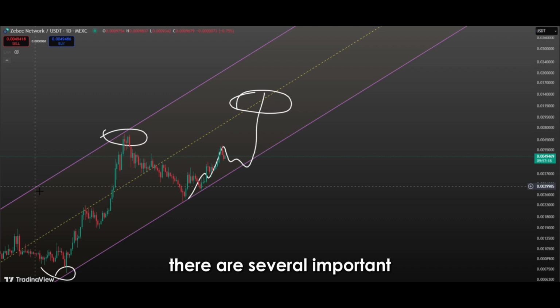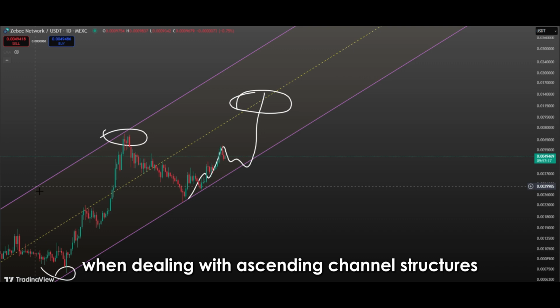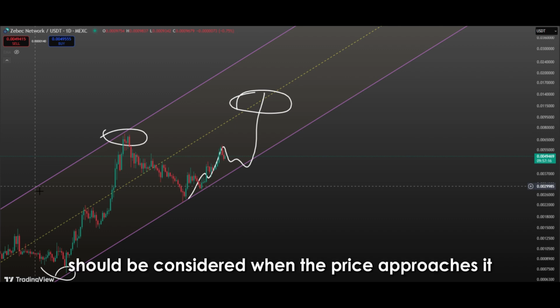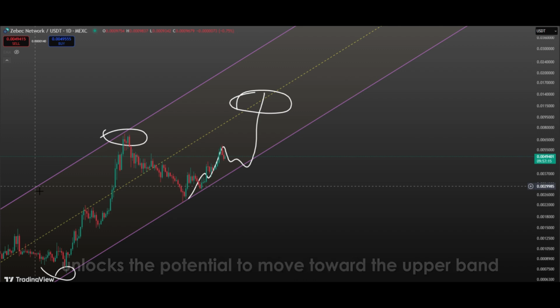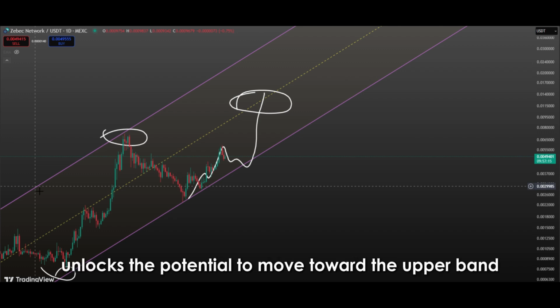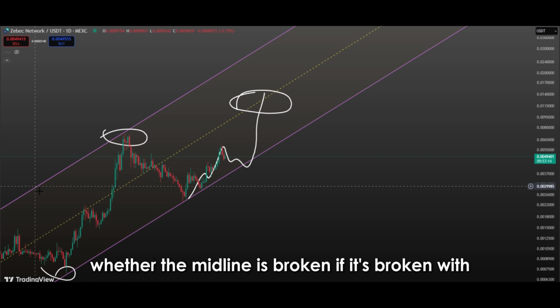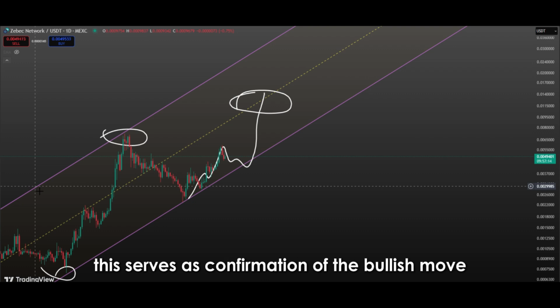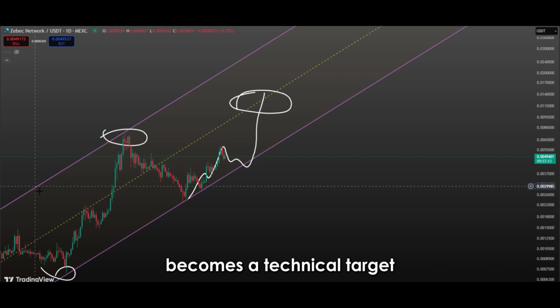There are several important strategic details that investors should keep in mind when dealing with ascending channel structures. First, the lower band is always a potential support level, so buying opportunities should be considered when the price approaches it. Second, reaching the midline unlocks the potential to move toward the upper band. At that point, investors should closely monitor whether the midline is broken. If it's broken with strong volume, this serves as confirmation of the bullish move, and the distance to the upper band becomes a technical target.